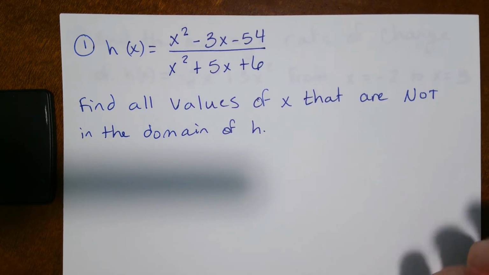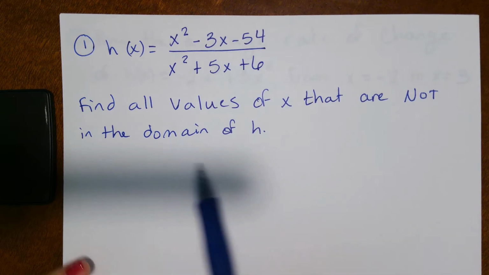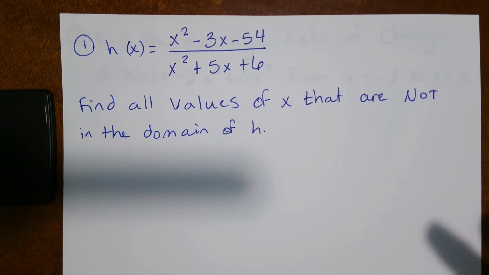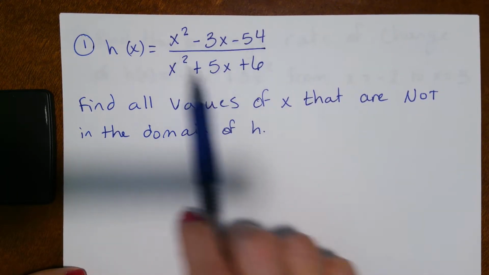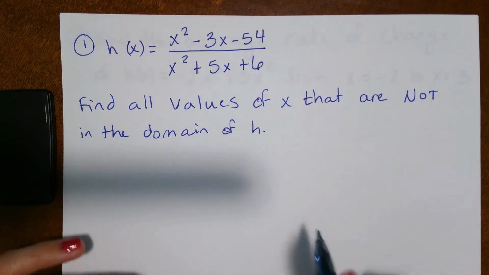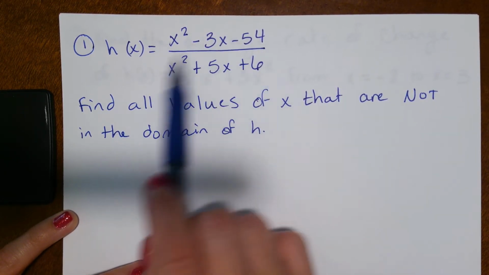There's really only two major things that can cause us to not have a real number: taking the square root of a negative number, which we know gives us an imaginary number, or dividing by 0, which is undefined. Anytime you're trying to find the values that are in the domain or not in the domain, we're really looking for those two main things. Looking at the function, I'm not given a square root or a fourth root, any even root, so I don't have to worry about that. But I do have a fraction, which means that I could divide by 0.